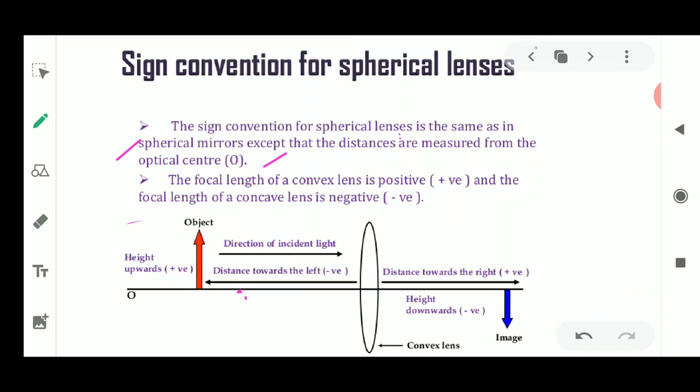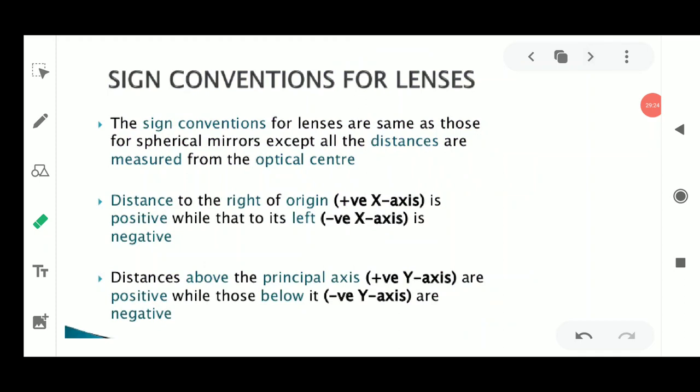Next, all the things remain the same. The direction of the incident ray, if it is like this, is always taken as negative. If the height of the object is downwards, the image distance is taken as negative. Why is it taken as negative? Because on the y-axis, the lines below are always marked with negative numbers. Next, the height of the object is always positive, because it is always perpendicularly above the principal axis. So this was about the sign conventions of spherical lenses.